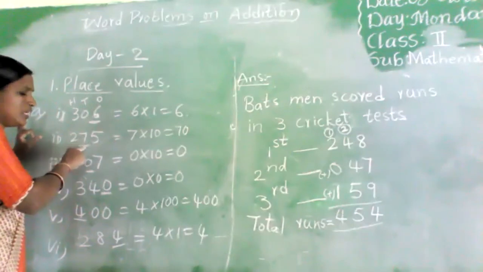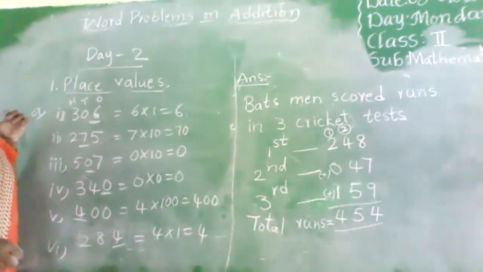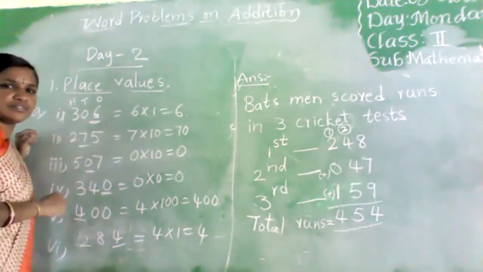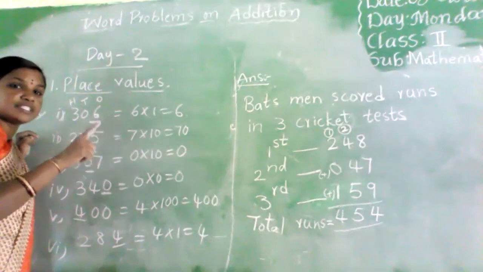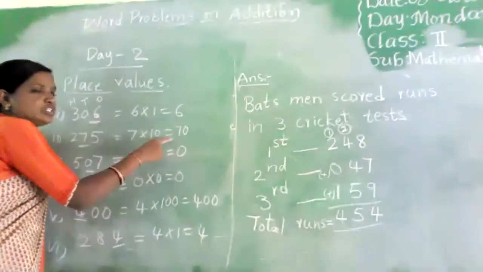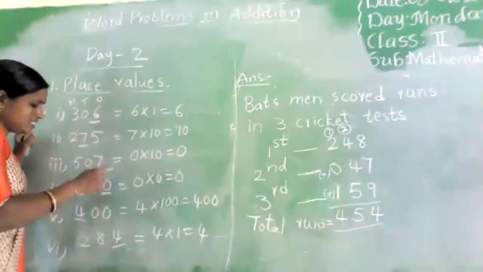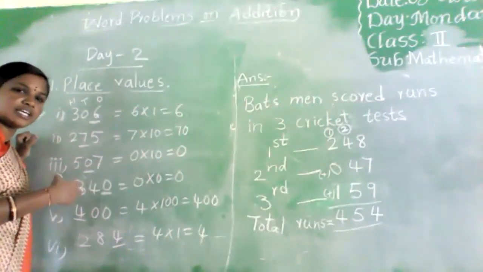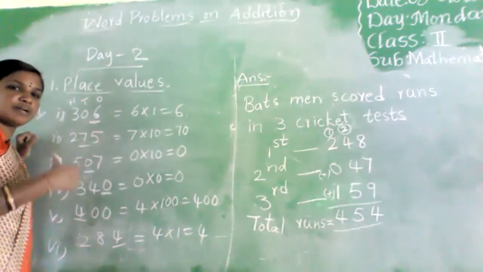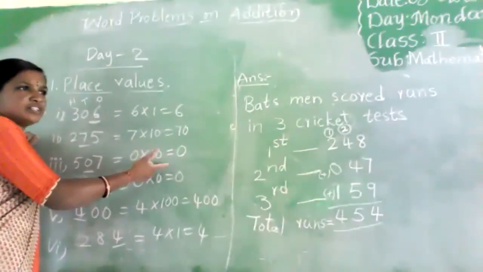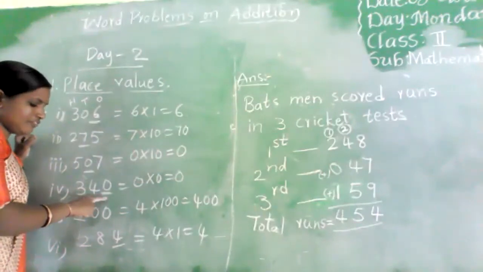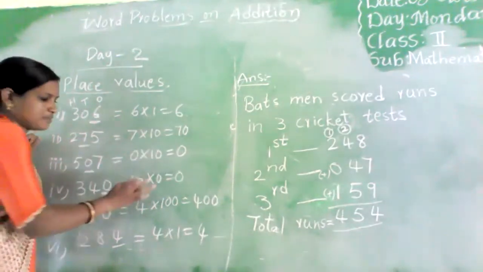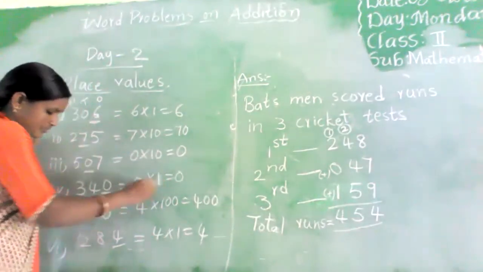Next, 275. So 7 times 10. 7 times 10 is equal to 70. In 507, 0 is there. 0 times 10 is equal to 0. 340: 0 times 1 is equal to 0.